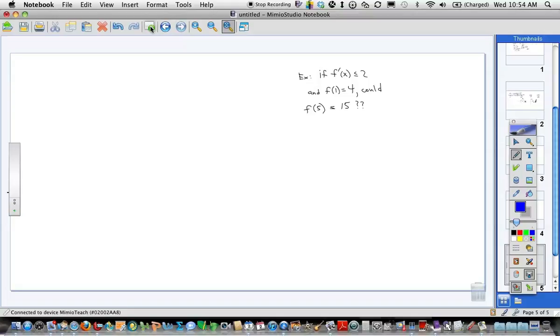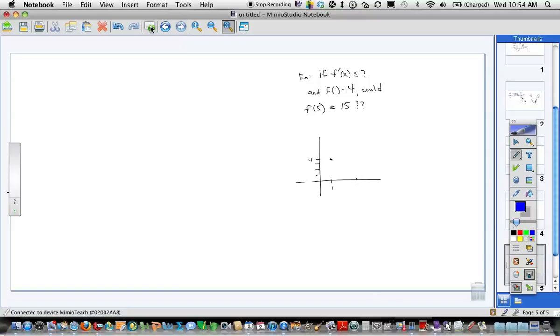What's the most f of 5 could be? Because that could be another question. I think I've heard it. 12. Now, a picture is very helpful here if you're not seeing it. f of 1 equals 4 is like drawing a point, right? f of 1 equals 4. What is this saying? The max slope is 2, right? The slope has to be less than or equal to 2.